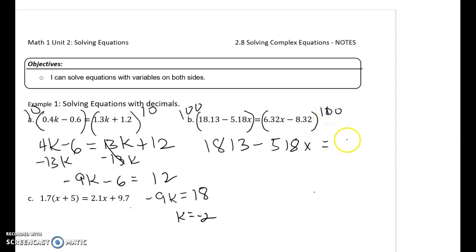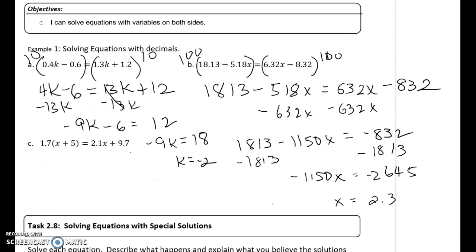Multiply the right side by 100, 632x minus 832. All right, so again, that clears out the decimals. So now we can just worry about isolating the variable and solving for x. We are undoing operations since the left side and the right side are both simplified. Start moving terms across the equal sign, isolating the variable, solving for x, we get x is equal to 2.3.